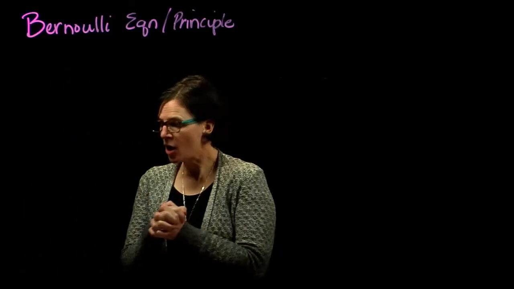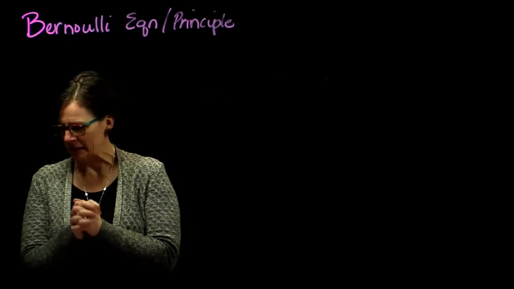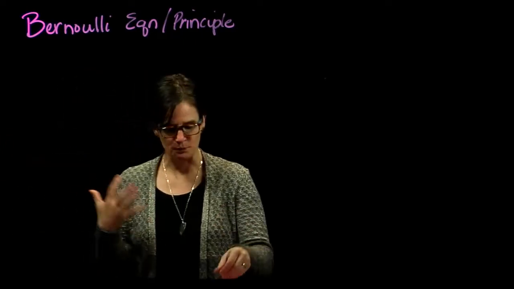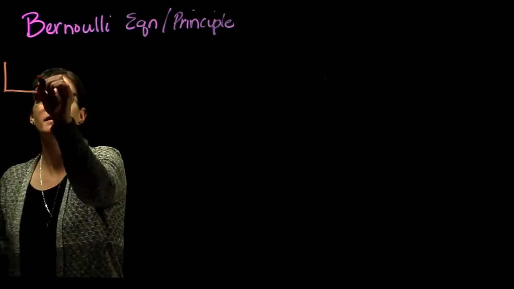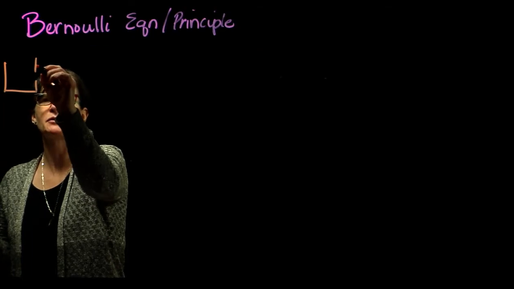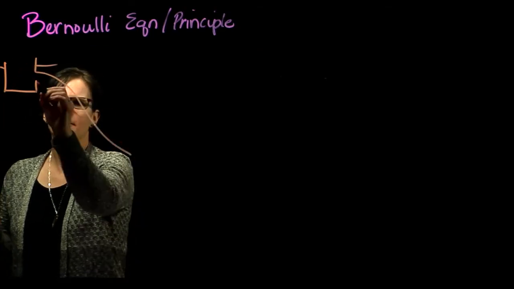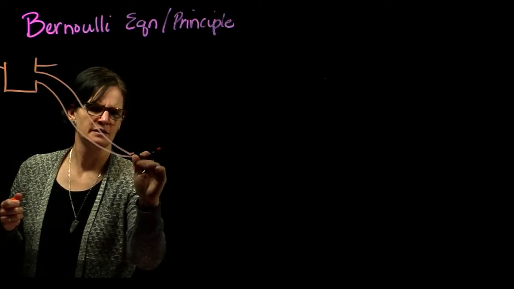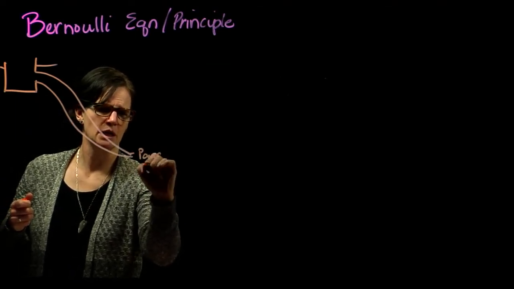Small hydroelectric plants in the mountains sometimes bring water from a reservoir down to a power plant through an enclosed tube. So you can imagine that here we have this reservoir of water in a mountain, and there's a tube that brings that water down to a power plant. All right.